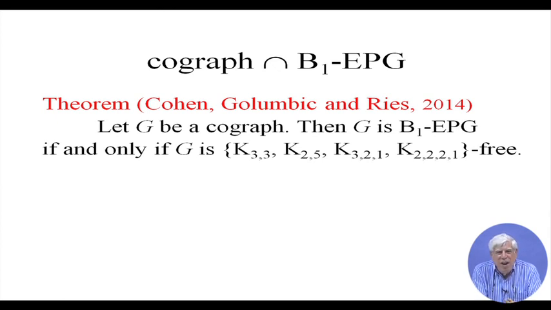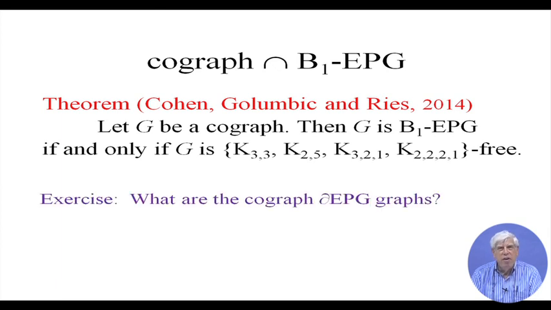So one time at Dagstuhl, when Elad Cohen and Bernard Ries and I were at a workshop, we were looking for a problem to look at. And we asked, well, what would be the co-graphs that are also B1 EPG? In the course that we just had, we learned quite a bit about co-graphs. They are the P4-free graphs. And we came up with this characterization after quite a bit of work and quite a bit of coffee, that a graph is a co-graph and B1 EPG if and only if it is K33, K25, K321, and K2221 free. These are complete bipartite, and these are complete multipartite in the natural way. So we have a characterization of that.